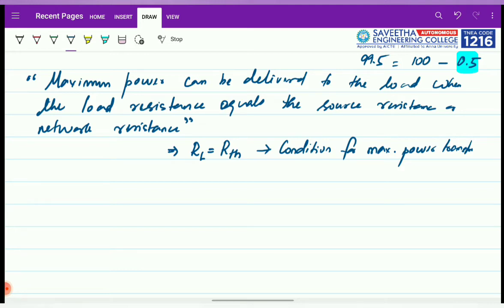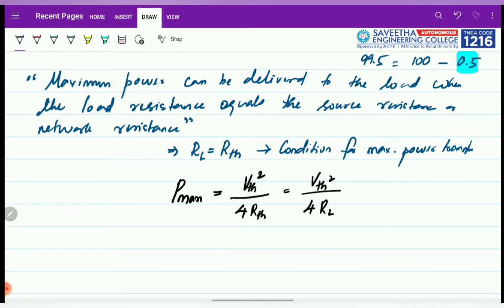In the questions they will give you a simple circuit, and they will ask you to find the maximum power, and also the load at which the maximum power is transferred. In that case, the formula for the maximum power is P maximum equals VTH square divided by 4 RTH. Or we can also say VTH square divided by 4 RL, because we know that RTH and RL are the same.